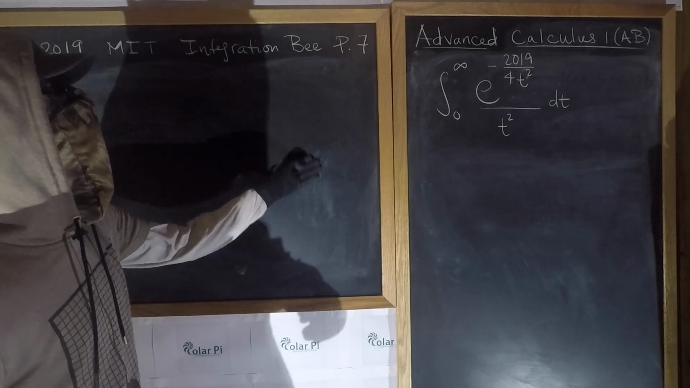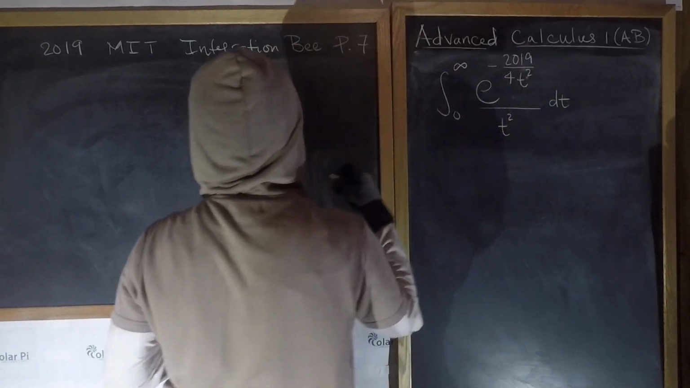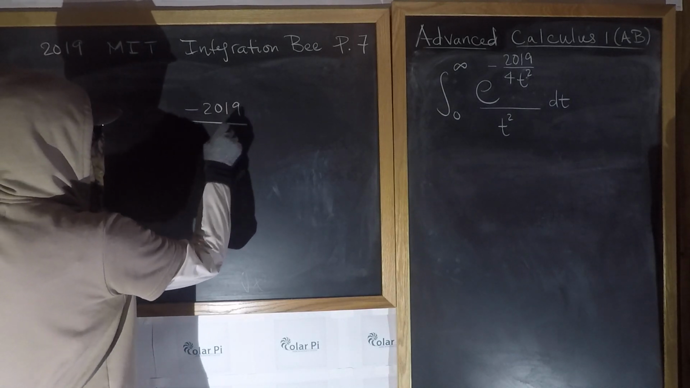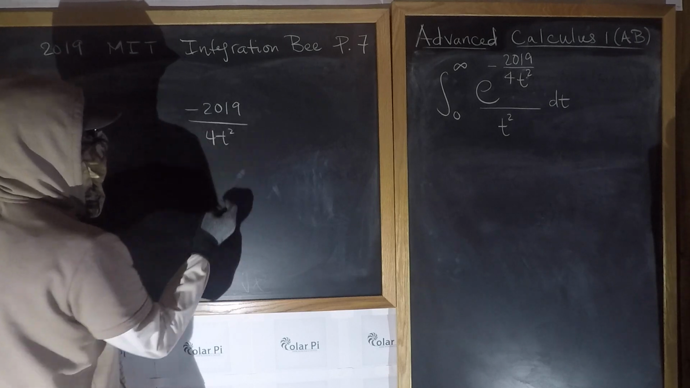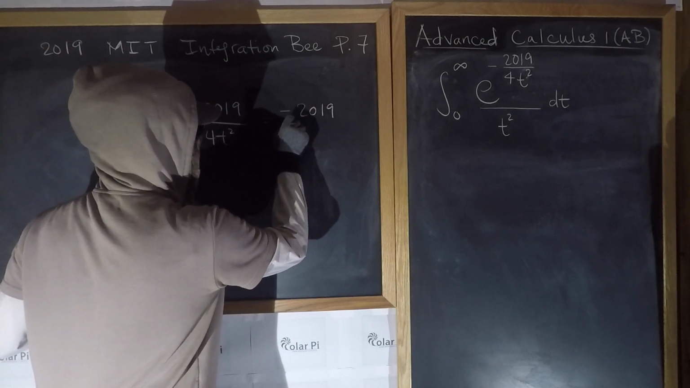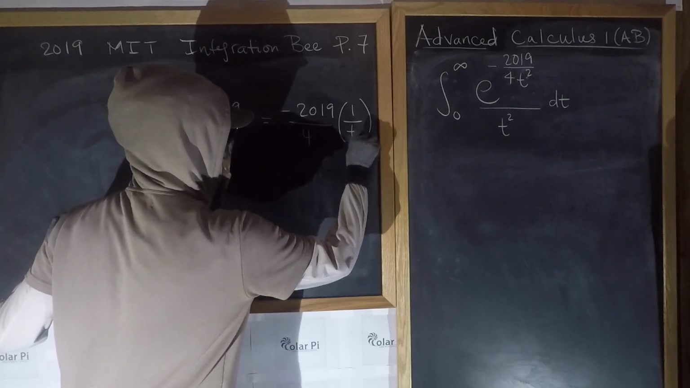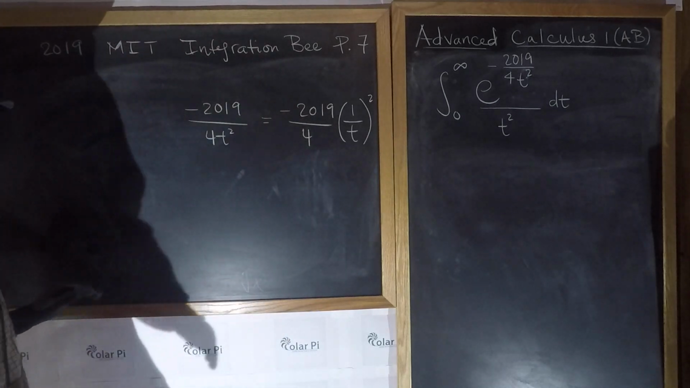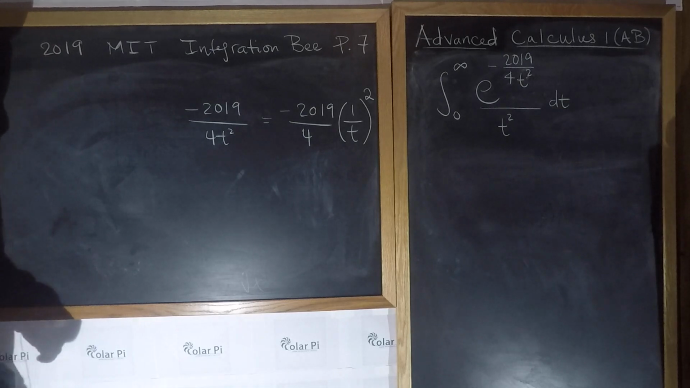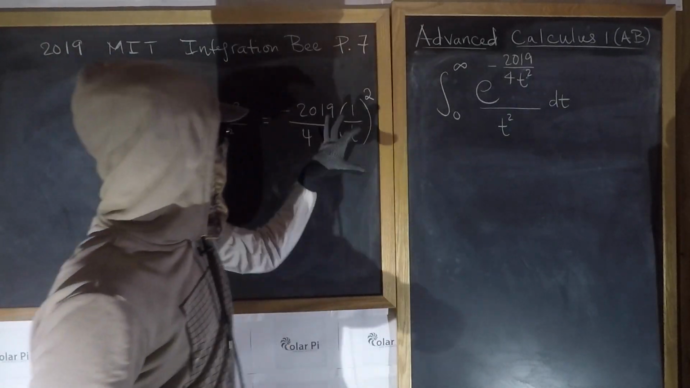So to start, let's focus on the exponent of e here. Note that negative 2019 divided by 4t squared is the same thing as negative 2019 over 4 times 1 over t squared, like that, right? So this here is the same thing as this here, and therefore the exponent on t is the same thing as this here.